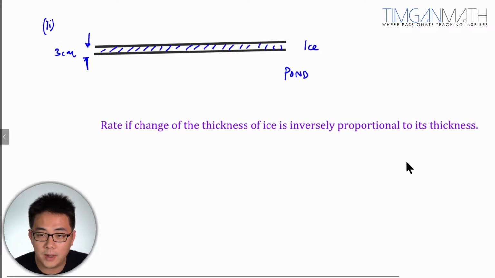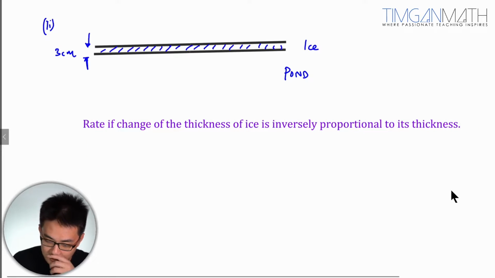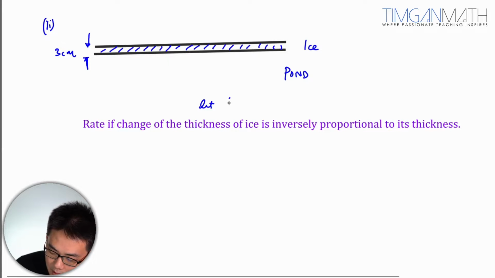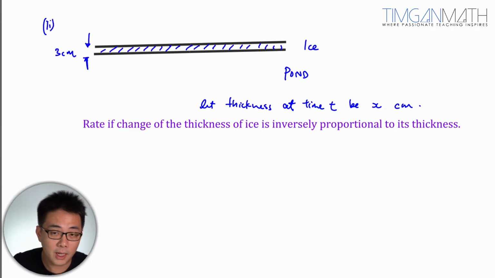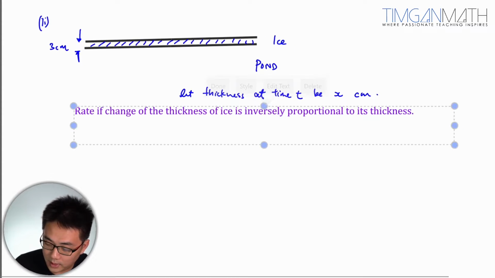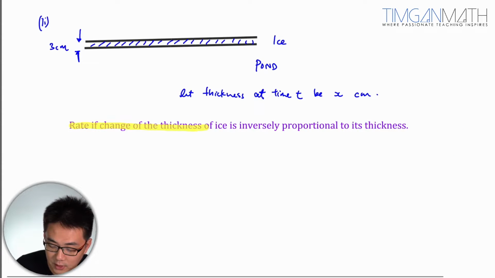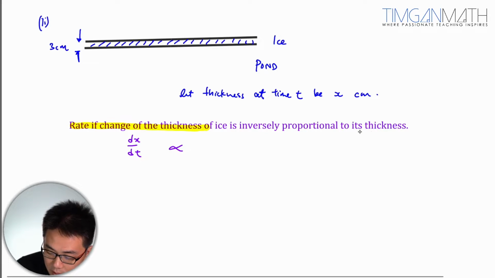This part is important because we need to let the thickness at time t be x cm. So I'm just going to let it be x cm at time t, that's the thickness. To understand this phrase, the rate of change of thickness is dx/dt, and inversely proportional to its thickness means this is 1 over x.